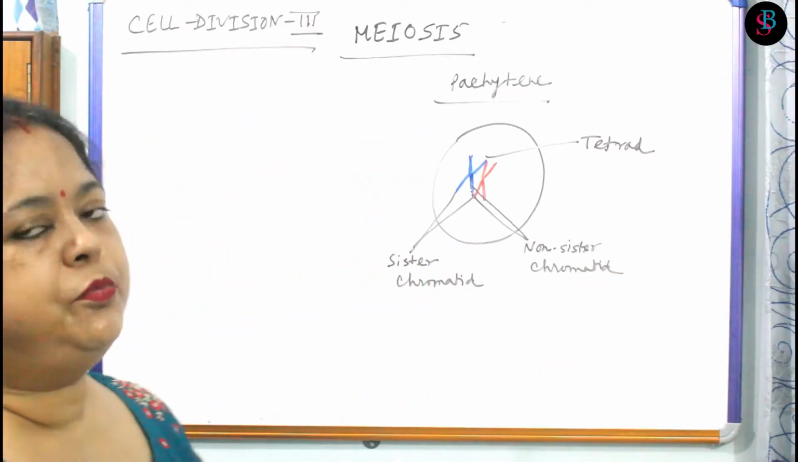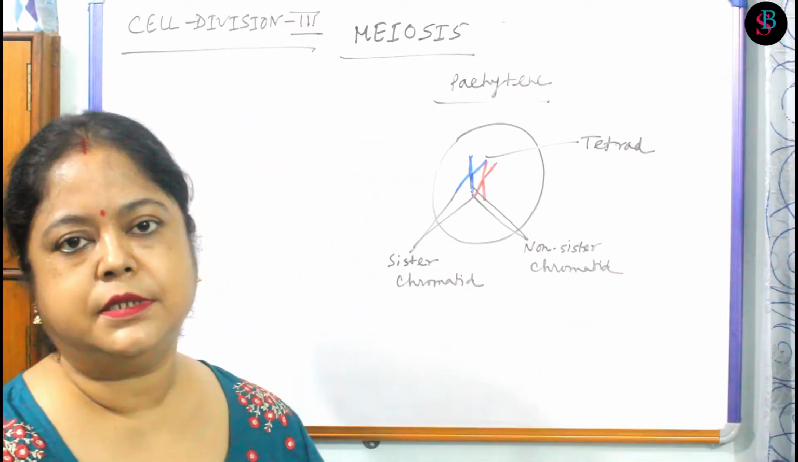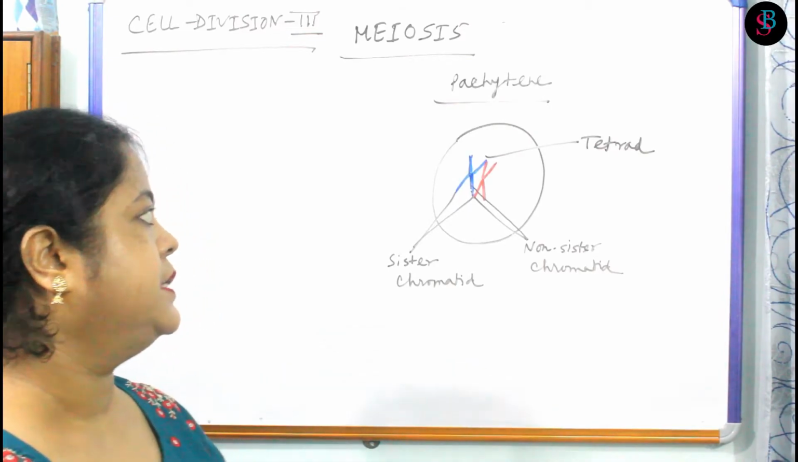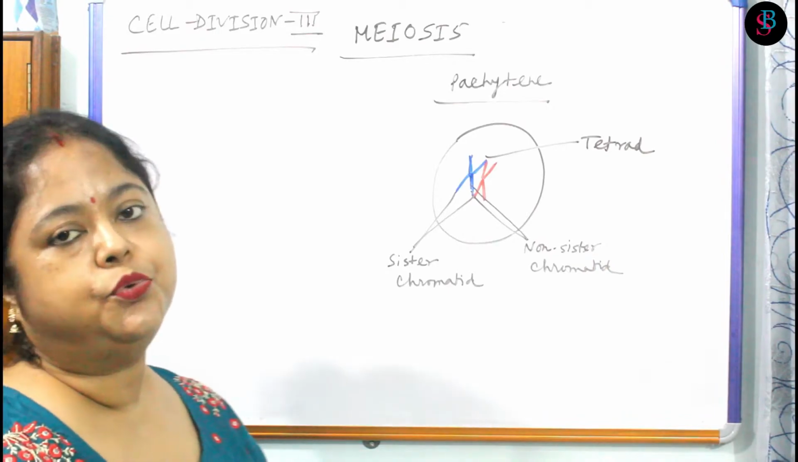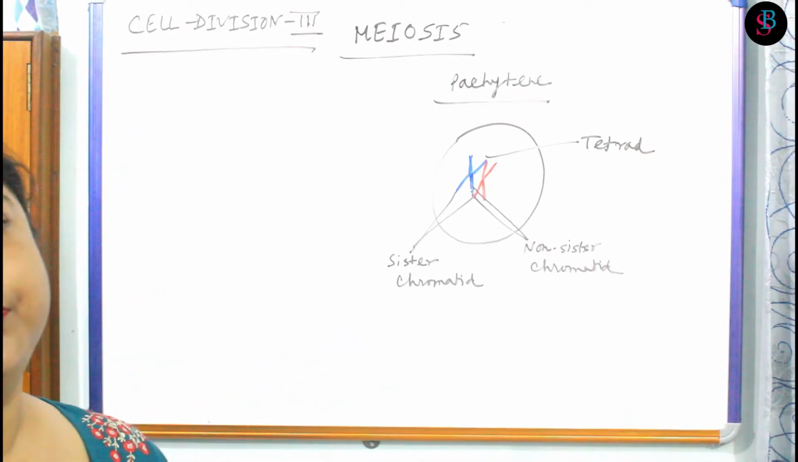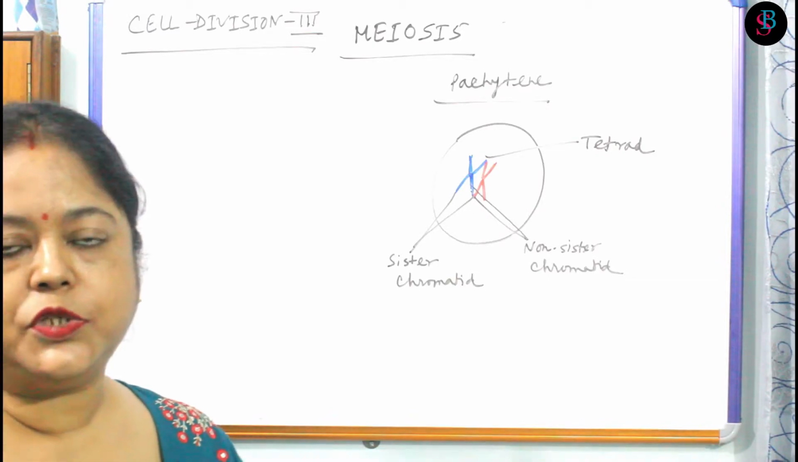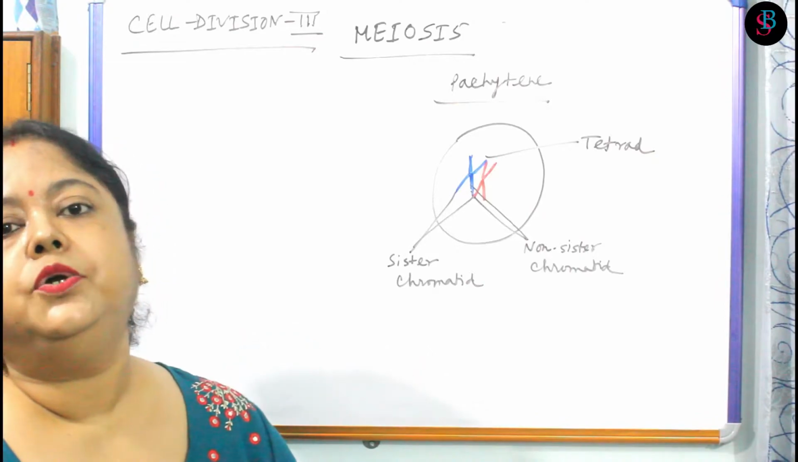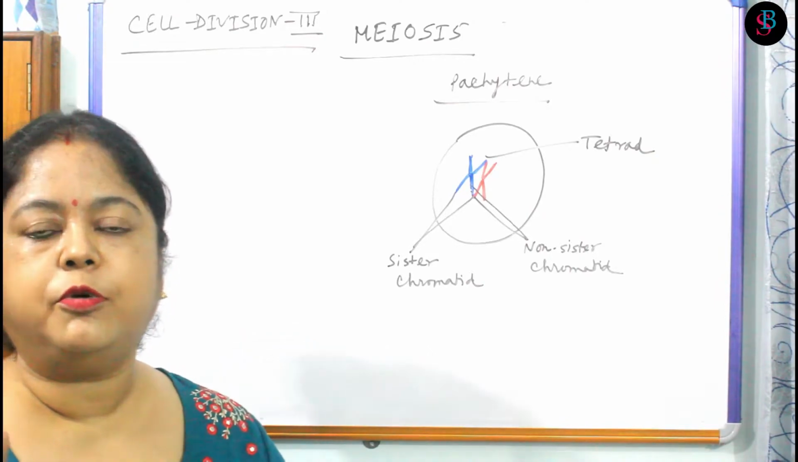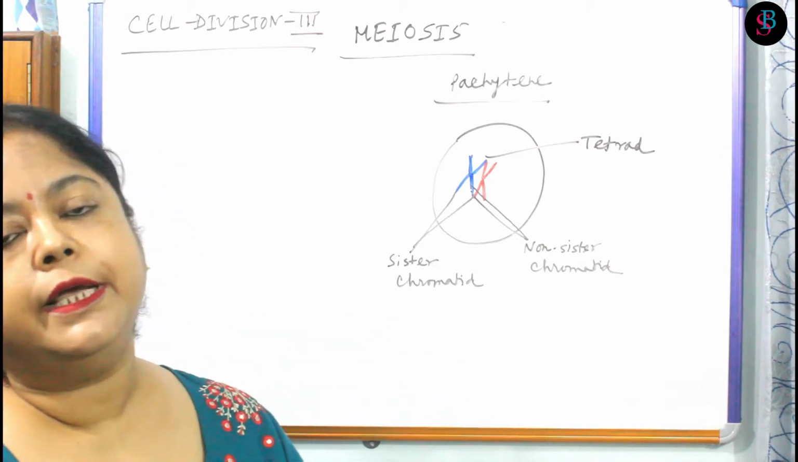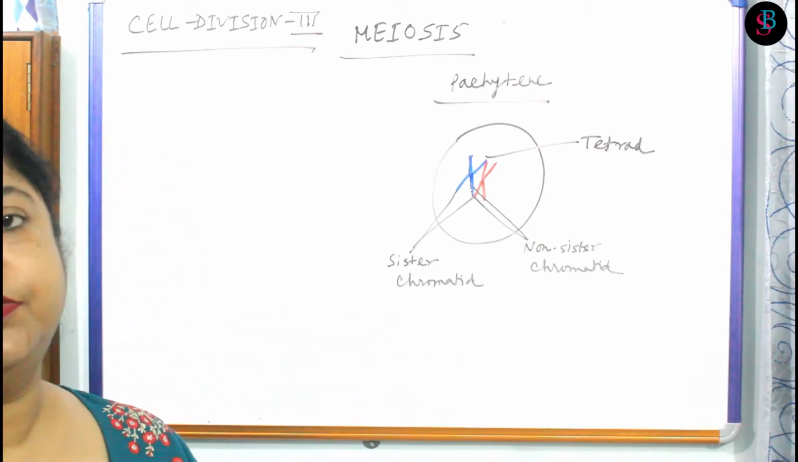Now, the phenomenon of crossing over will take place between two non-sister chromatids, not between the sister chromatids. As between the two siblings there will be no marriage, like that, in crossing over also there will be no exchange between the two sister chromatids. There will be the formation of recombinants from the exchange of the two non-sister chromatids.